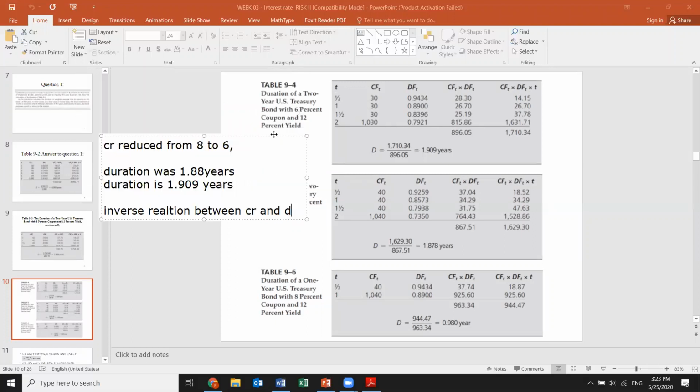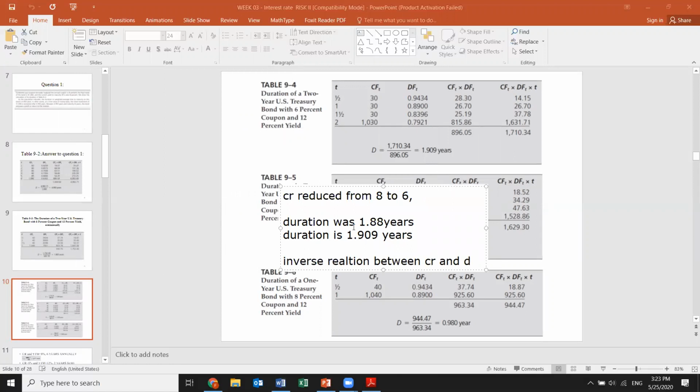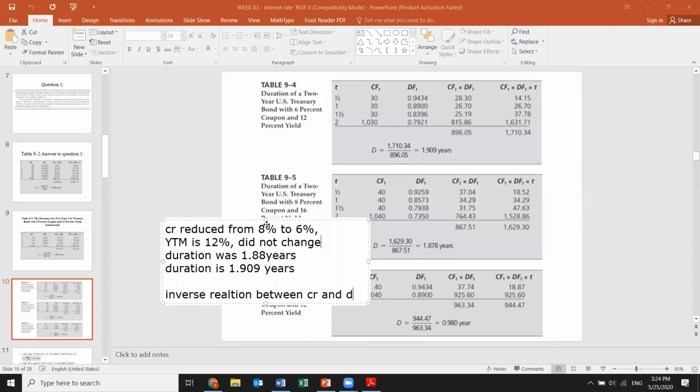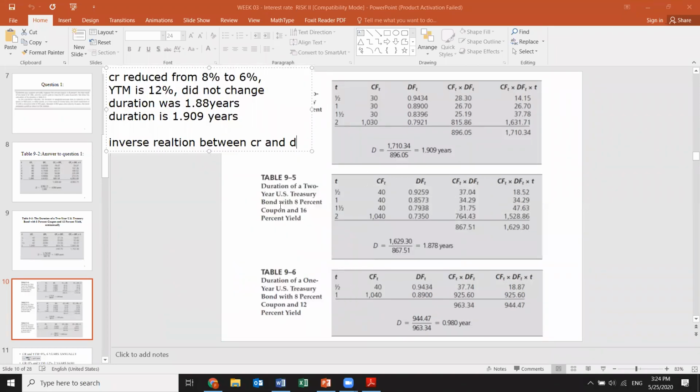This is for the first case, when it was 8%, then it falls, it's the coupon rate, okay? And the YTM is the same. YTM is 12%. YTM did not change. So let's go further. In this table, the duration is 2 years, same.